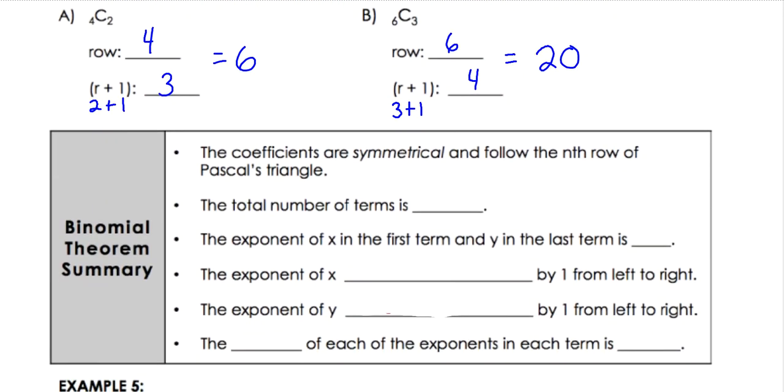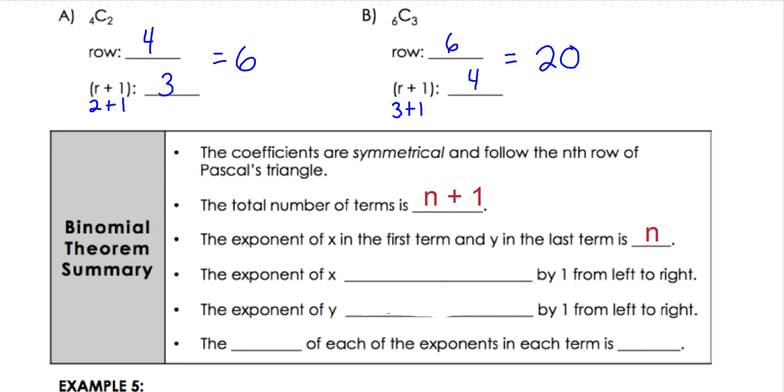So to sum this all up here, the coefficients in Pascal's triangle are symmetrical, and they follow whatever row of the triangle we need for the total number of items that we're choosing from. So the total number of terms is n plus 1. The exponent of x in the first term and y in the last term, if you looked at those, it always started with an x to some power and it ended with a y to some power. That's always going to be to the nth power.